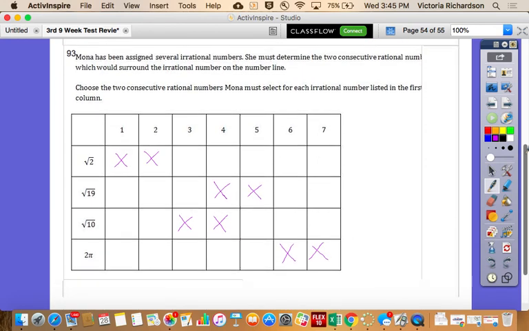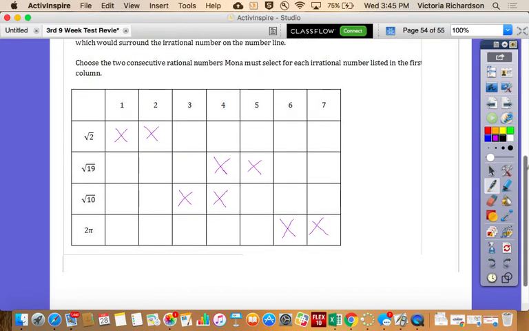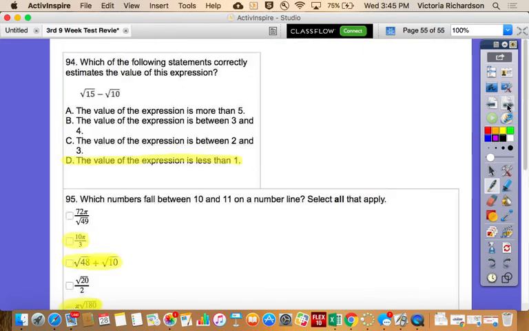93, Mona has been assigned several irrational numbers, and she needs to figure out between what two whole numbers they lie. The square root of 2 is between 1 and 2. The square root of 19 is between 4 and 5. The square root of 10 is between 3 and 4. And 2 pi is between 6 and 7. And all those can be plugged into your calculator.